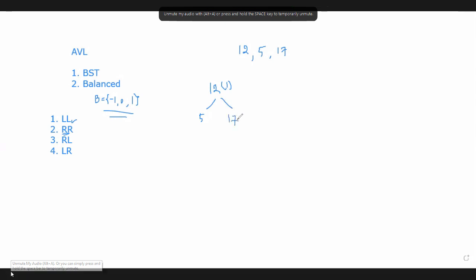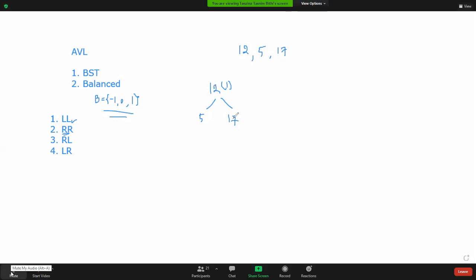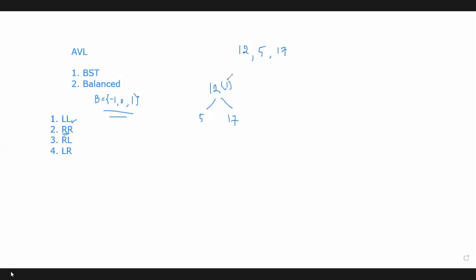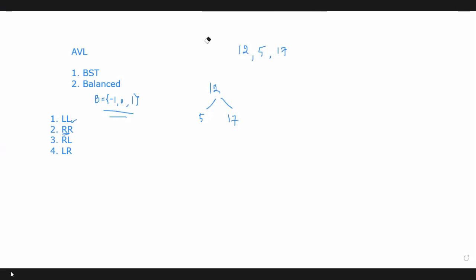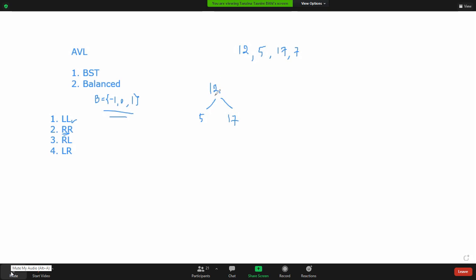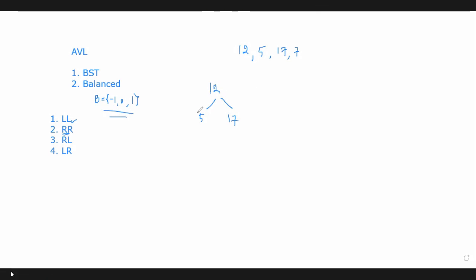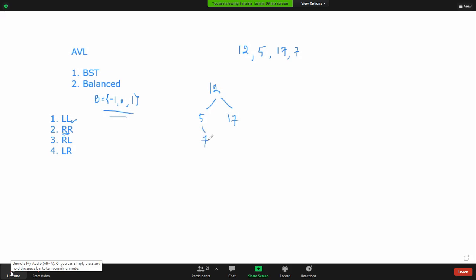So after inserting another node, calculate the balance factor. 5 and 17 are leaf nodes. Their balance factors are 0. 12 has exactly one left child and one right child, so their heights are the same. So the balance factor will be 0. Okay. So now after that, we are adding another node, that is 7. So in which side will we insert that node? The left side. 7 is less than 12, so add it in the left subtree, but 7 is greater than 5. Okay, so we'll add it here. Now calculate the balance factor.